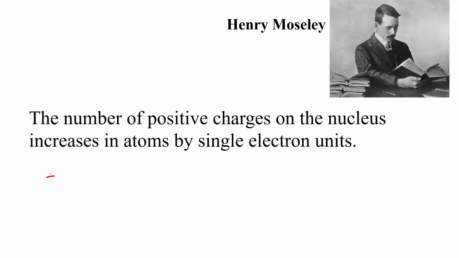Let's say you have one positive charge. If that's the case, you will have one electron. And if you end up with two positive charges, then you have an equal increase of the negative charges. So that is what he said. This is the foundation for the atomic number.